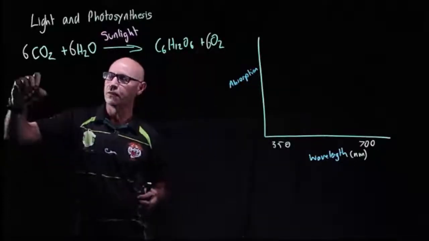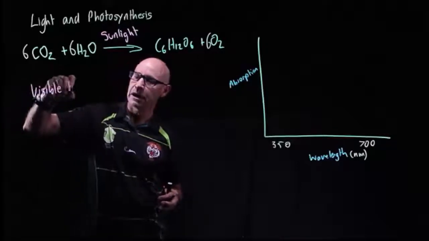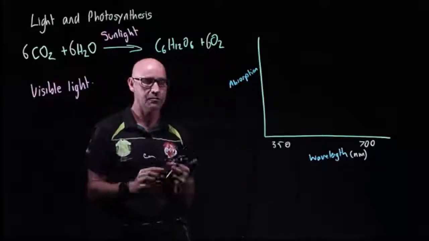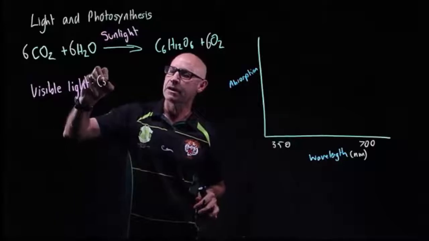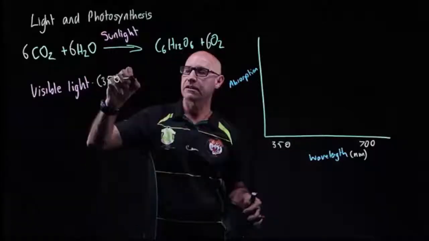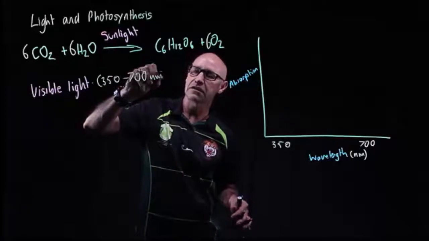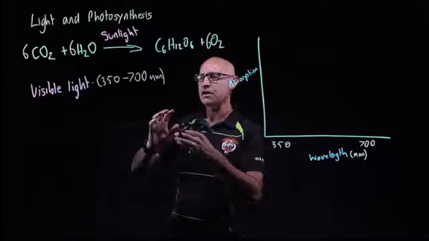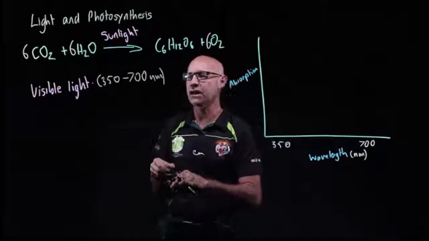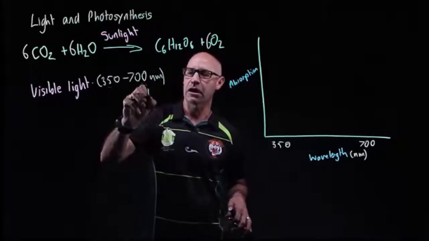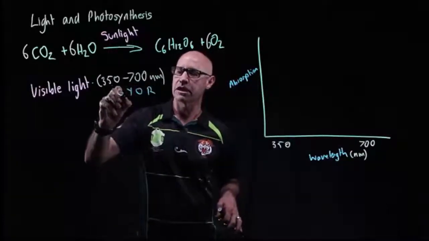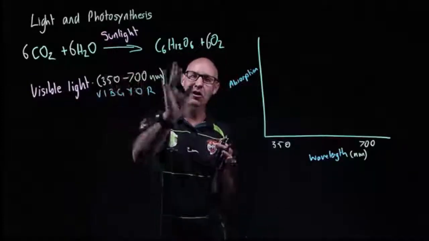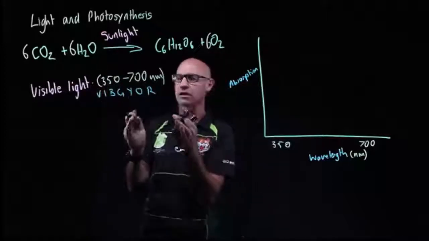So sunlight, or visible light, is part of the electromagnetic spectrum. It's only part of the electromagnetic spectrum, and it's from around about 350 to around about 700 nanometers. So very, very small wavelength. And that encompasses what we know as our visible light and all of those colours associated with that. So red, orange, yellow, green, blue, indigo and violet, in that sort of order. So red is a higher wavelength and violet is a shorter wavelength.